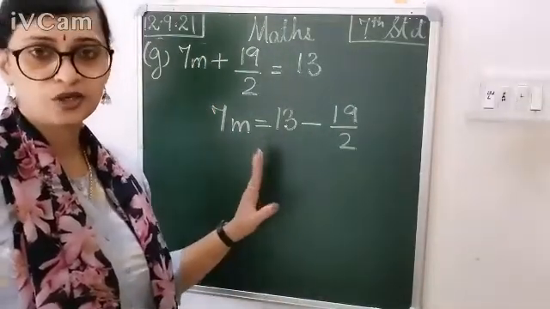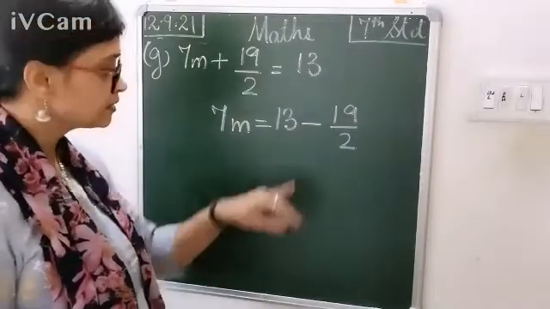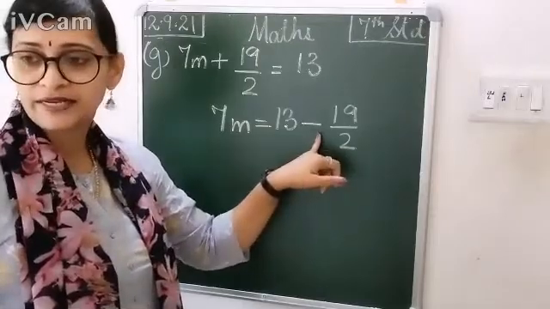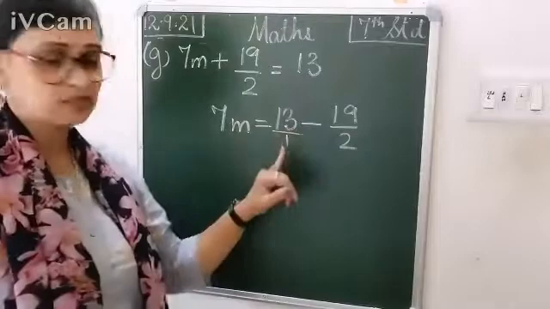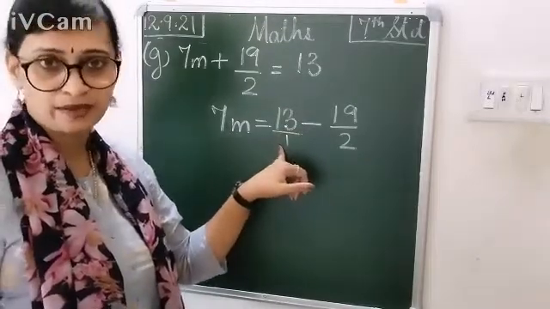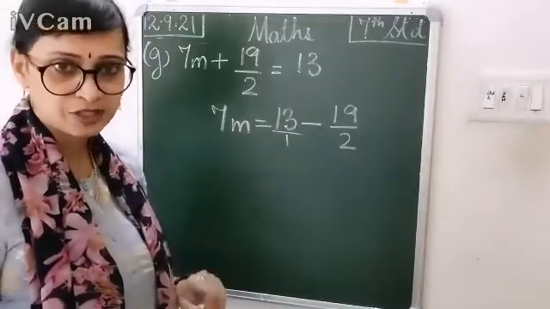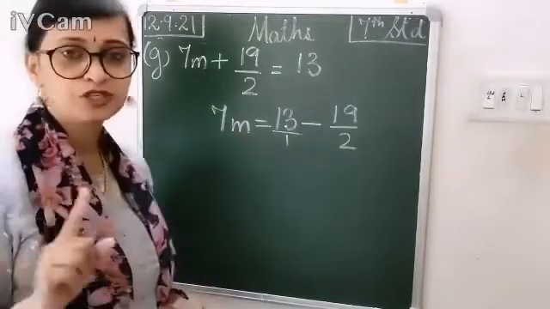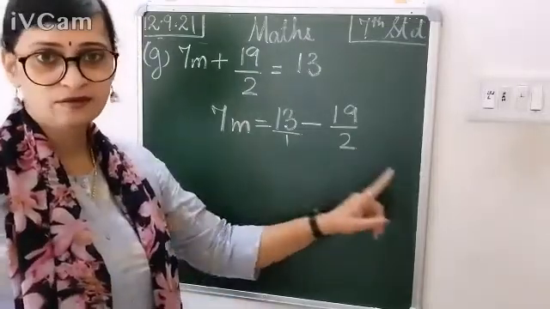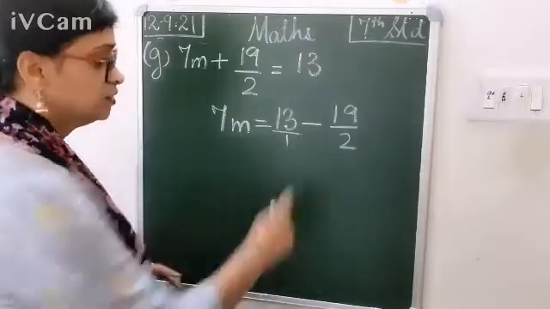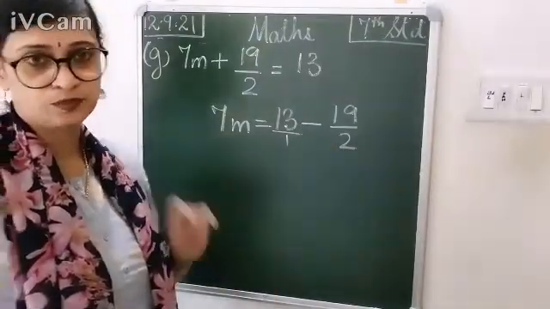You all know how to add and subtract the fractions, correct? You already learned this in a previous class. Now here you have 19 by 2 and here you have 13 by 1. It is understood if it's a whole number, it means it is divided by 1. So when you have two different denominators, you cannot do the addition or subtraction, right? So what should you do? You have to find the LCM. LCM is the least common factor or the lowest common factor. So what is the lowest common factor? It is the number 2.